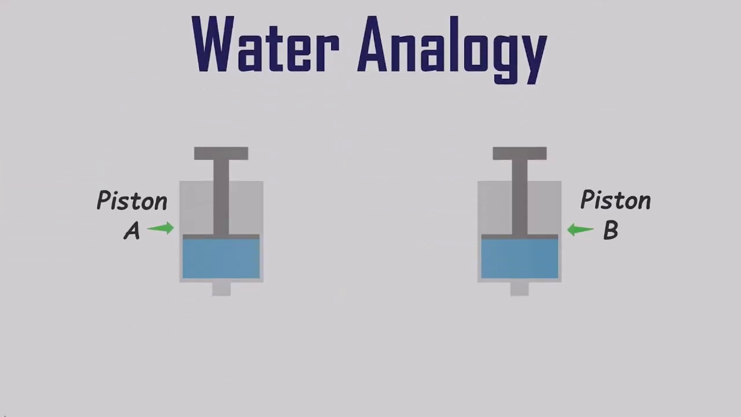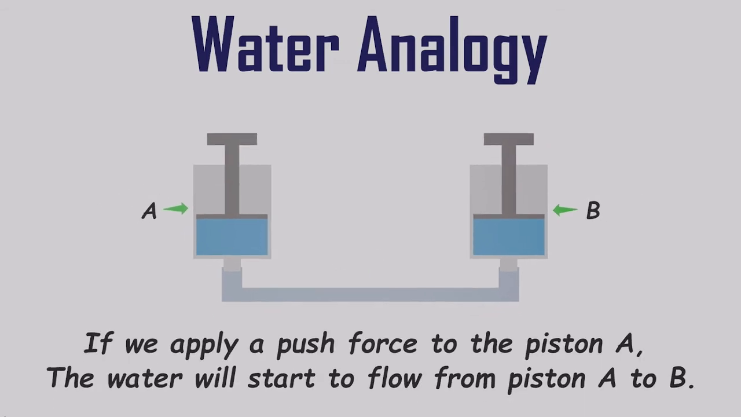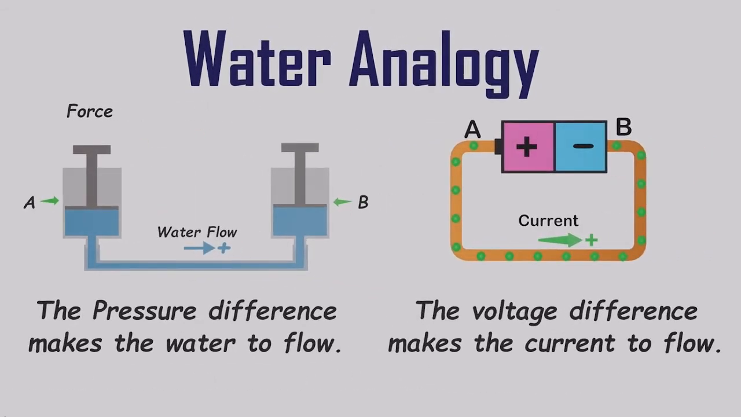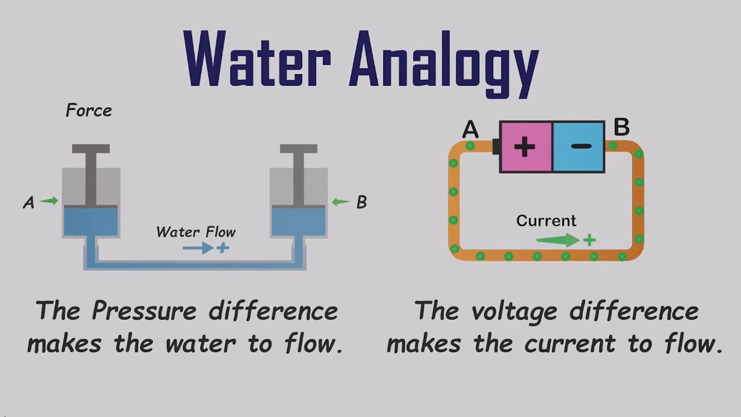Using the water analogy, we can understand the behavior of capacitors more easily. Imagine two pistons, each containing water, connected by a pipe. When we apply a constant force to piston A, water starts flowing to piston B due to increased water pressure. This phenomenon is akin to the flow of electric current in a circuit. When a battery is connected to a circuit, electrons move from the negative terminal to the positive terminal. However, in the context of electricity, we consider current to move from the positive terminal, high potential, to the negative terminal, low potential.